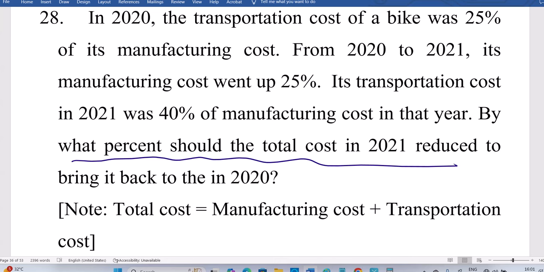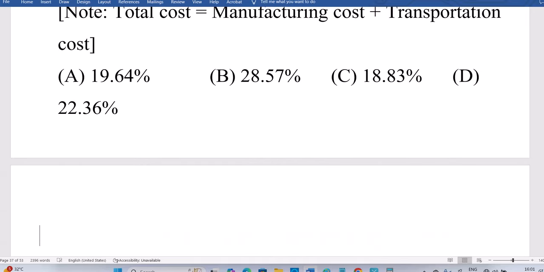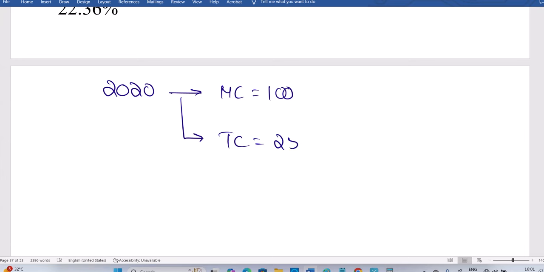Sir, the amounts are not given here. You can assume, my dear. Let us consider the manufacturing cost is 100 in 2020. I am writing all that. In 2020, manufacturing cost is 100. Then what is the transportation cost? 25% of that, which is 25. Total cost is 125 in 2020.